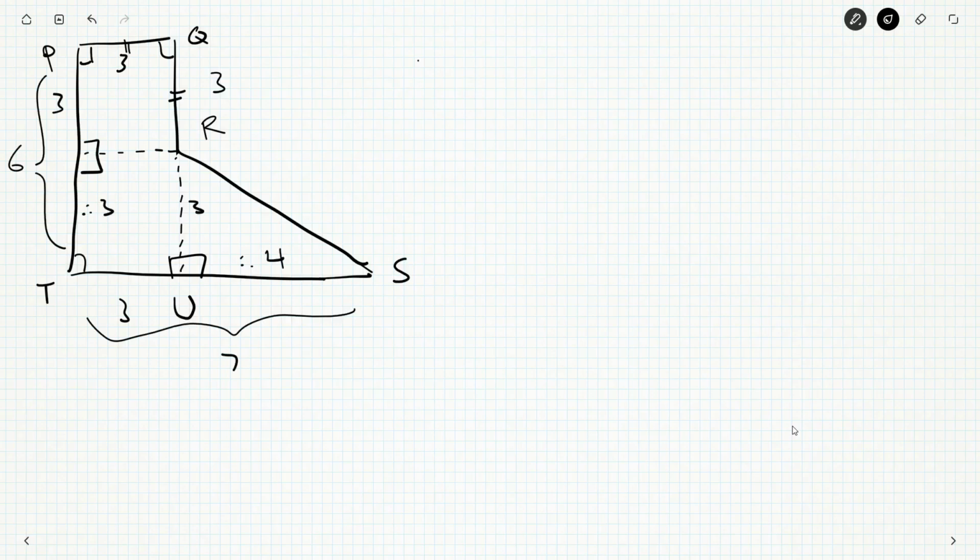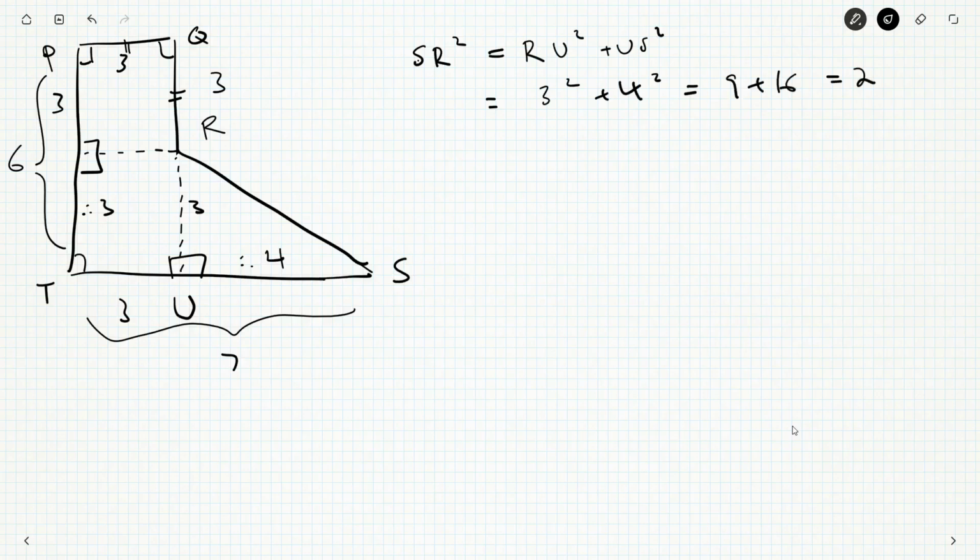Although if we didn't know that, we can just observe, well, by Pythagoras, SR squared is RU squared plus US squared, which will be 3 squared plus 4 squared, 9 plus 16, 25. I'm going to take the square root of both sides. SR is root 25, or 5. However, realizing that it's a Pythagorean triple 3, 4, 5 would have meant that I don't have to do any of this calculation, and I'm done a lot faster.